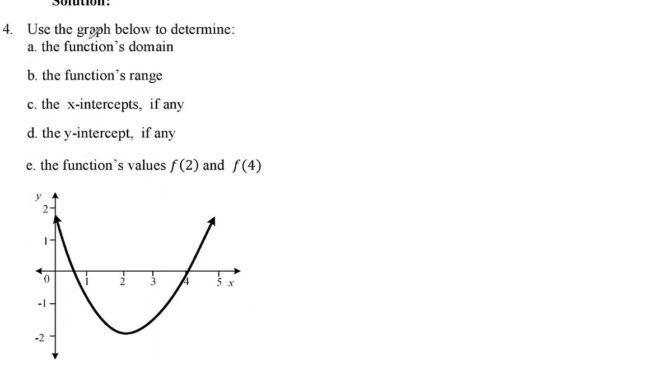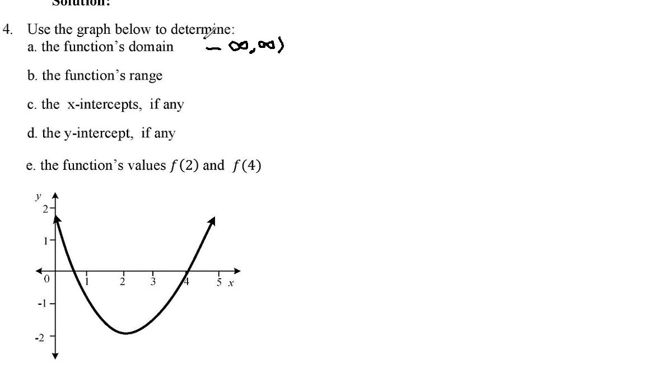And in number 4, we're using the graph below. That's this graph right here to determine the function's domain. So that's all possible x values. Well, this graph keeps going to the left, and then keeps going to the right. So our domain is going to be all real numbers, or -infinity to infinity.